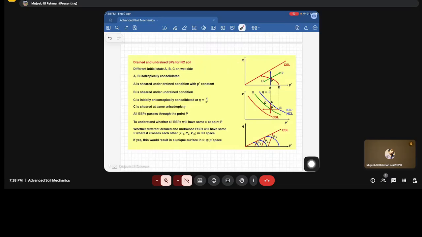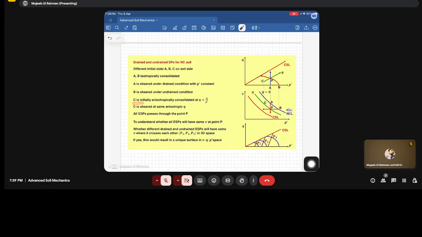What it means is, if we take different initial states A, B, and C on the wet side, it means they are on the right side of the critical state line. A and B are isotropically consolidated, which lie on the CSL. A is sheared under drained conditions with P dash constant, so only Q is increasing and it will go vertically up. B is sheared under undrained conditions, so B will move to the left.